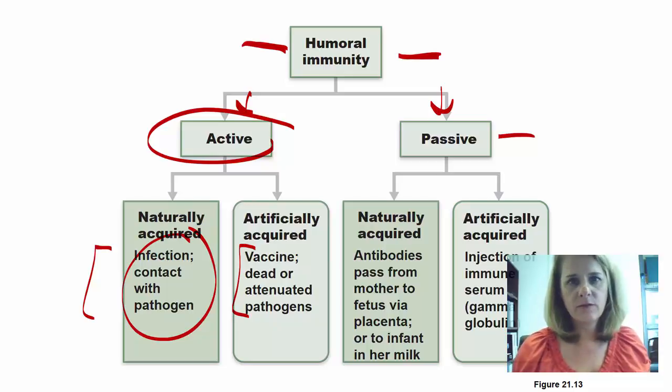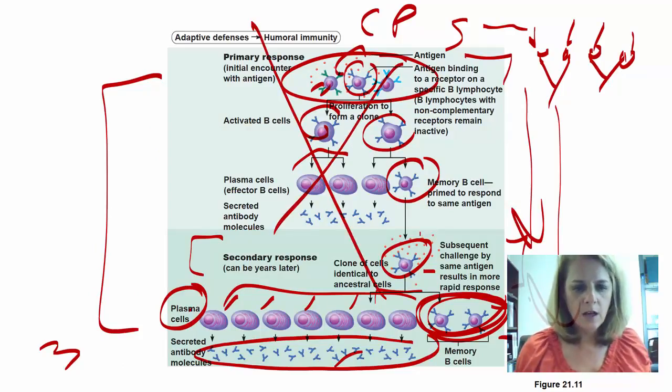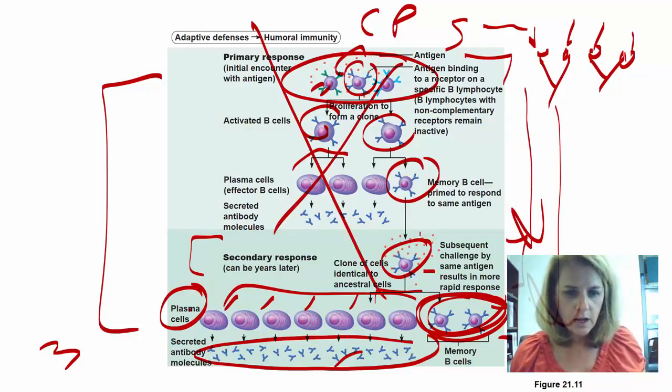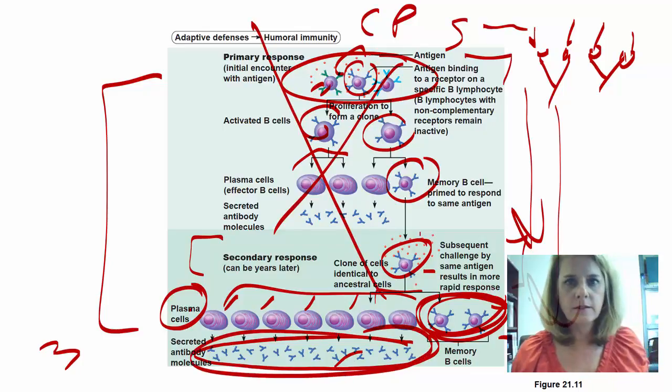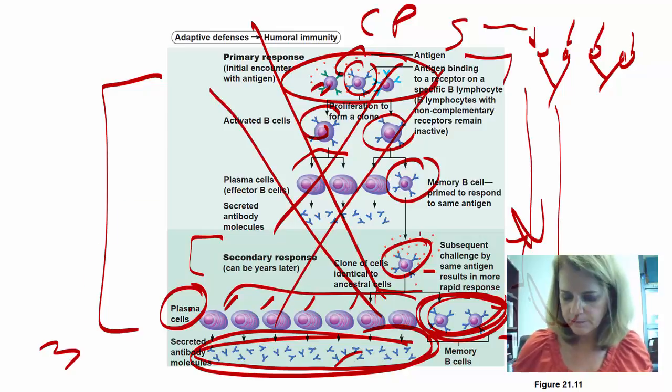Now, the passive way means you're being given the antibodies. You're not mounting an immune response. You're not making memory cells. You're not making plasma cells. You're not making antibodies. So you're not doing any of this. You're getting an infusion of the antibodies directly without going through all of those steps. You're just getting the antibodies.